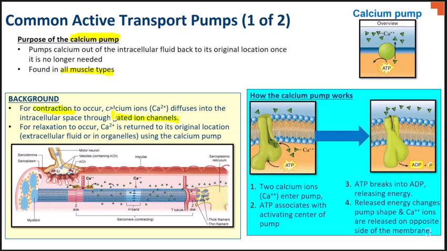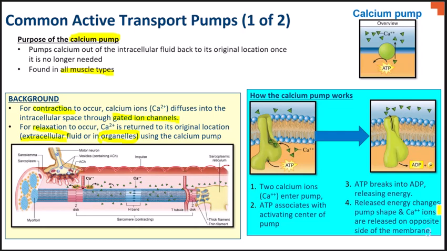One, because we want the muscles to be able to relax, but two, because we don't want calcium to just build up in the cell. So in order for relaxation of the muscle to occur, we need to get calcium back to its original location, wherever it originally was. Sometimes the calcium comes from outside the cell, so extracellular fluid. In other cases, it's stored within organelles.